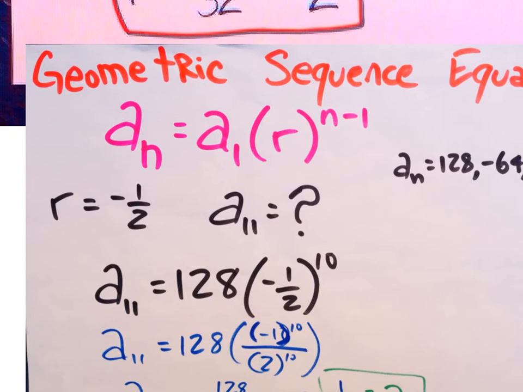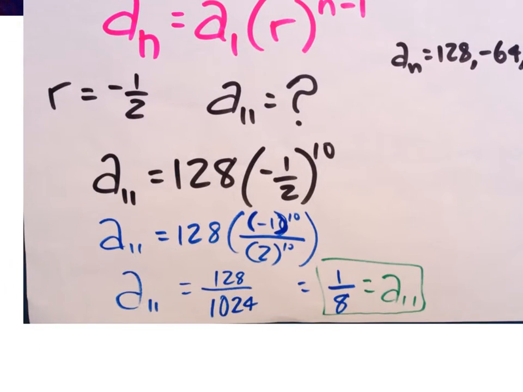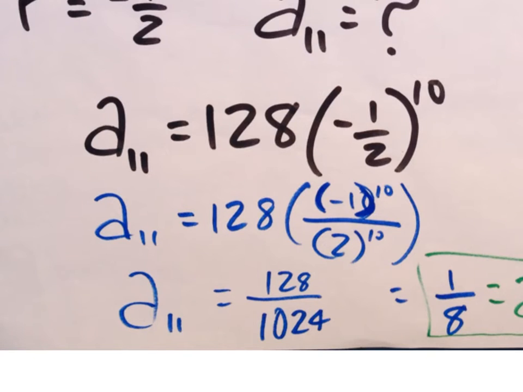If we're looking for the 11th term, we're going to pop that in right here. So instead of a sub n, we're going to do a sub 11 equals the first term, a sub 1. We know that in this sequence 128 is the first term, so we can pop that in, multiplied by the ratio, negative 1/2, raised to the power of 10, which is n minus 1, and in this case, n is 11. 11 minus 1 is 10. We need to make sure that we raise both the numerator and the denominator to 10 separately. So this is going to be negative 1 raised to the 10th power, and positive 2 raised to the 10th power.